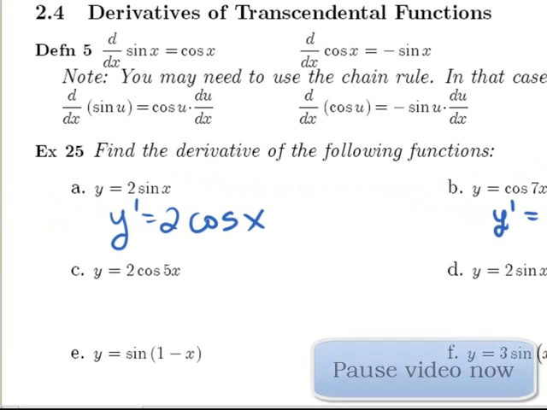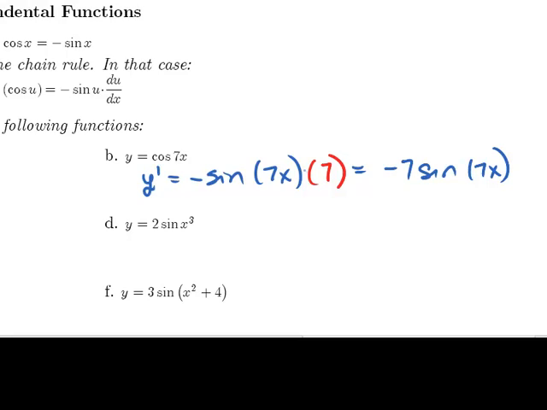At this point I want you to pause the video, try example C, and enter your answer in the online system for this lesson assignment. Then resume the video and we'll look at example D, which has an x cubed on the inside.